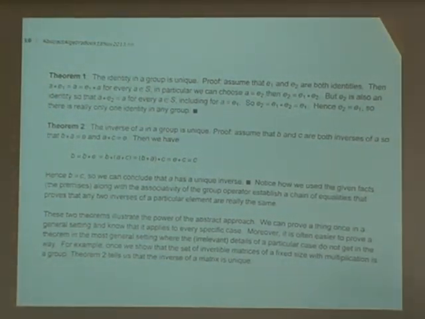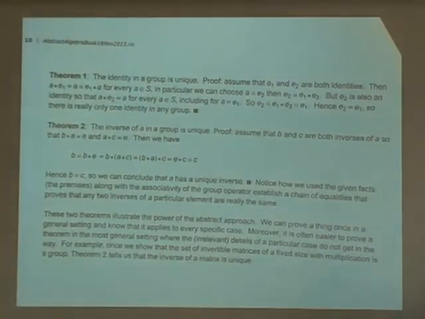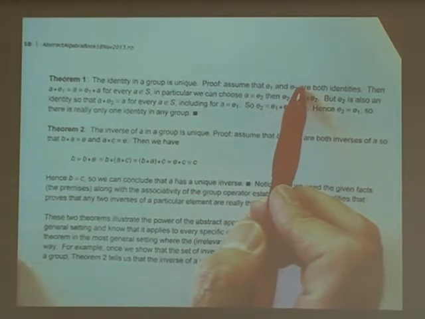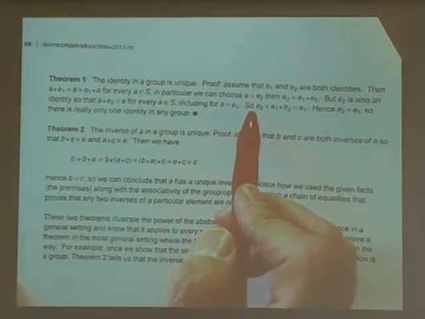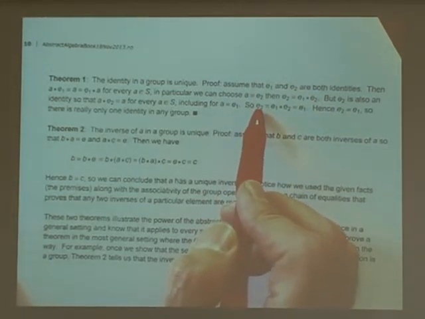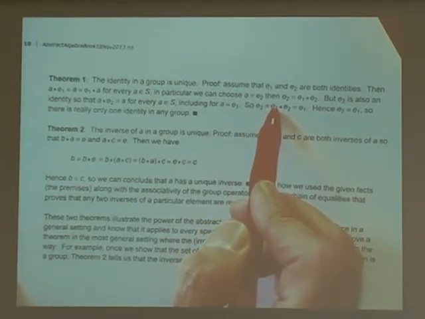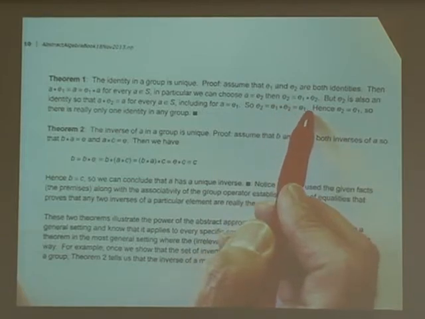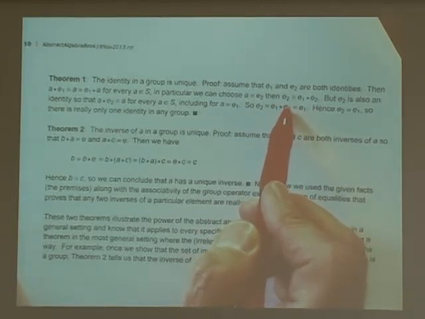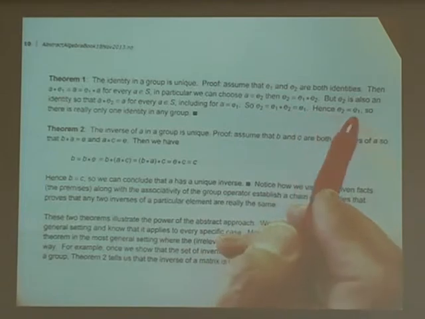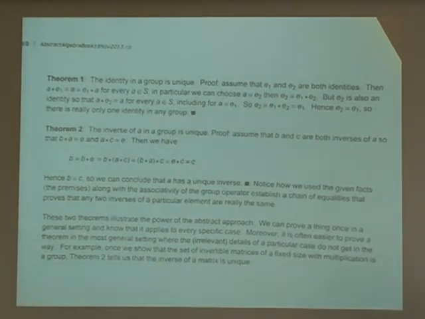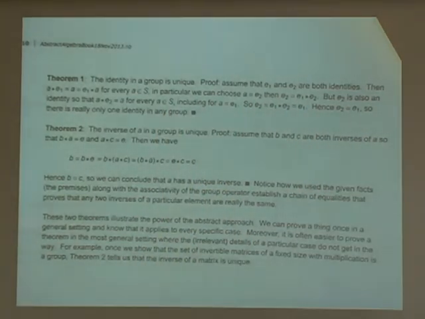The identity in a group is unique. We did this proof in class. How do we get it? Really simple. Assume that I have 2. Then this chain follows directly. E2 must be the same as E1 times E2 because E1 is the identity. But this must be E1 because E2 is an identity. I've shown that E2 and E1 are the same thing, proving that there can only be one, essentially by contradiction. Assume there's 2 and end up showing they must be equal.